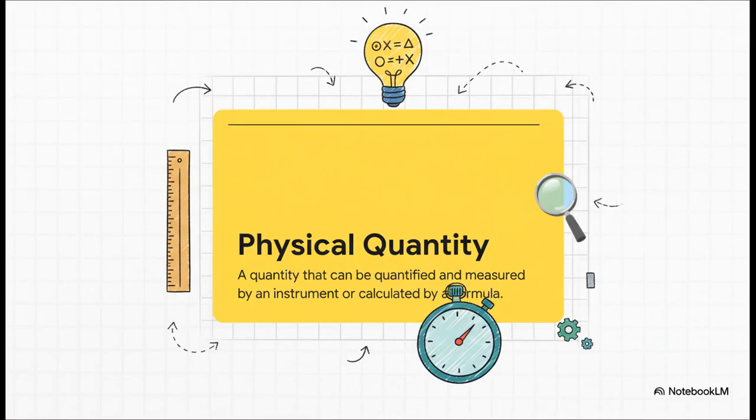It's actually pretty straightforward. A physical quantity is anything you can measure. Yep, that's it. If you can put a number on it, whether you're using a ruler, a stopwatch, or even a complex formula, then you're dealing with a physical quantity. You are officially speaking physics.